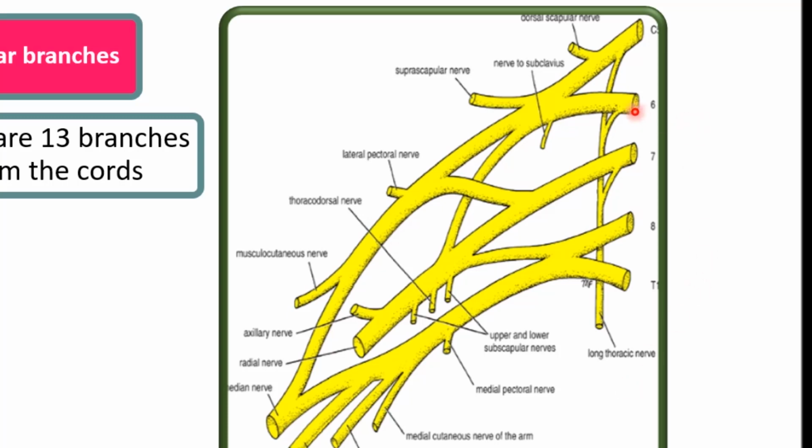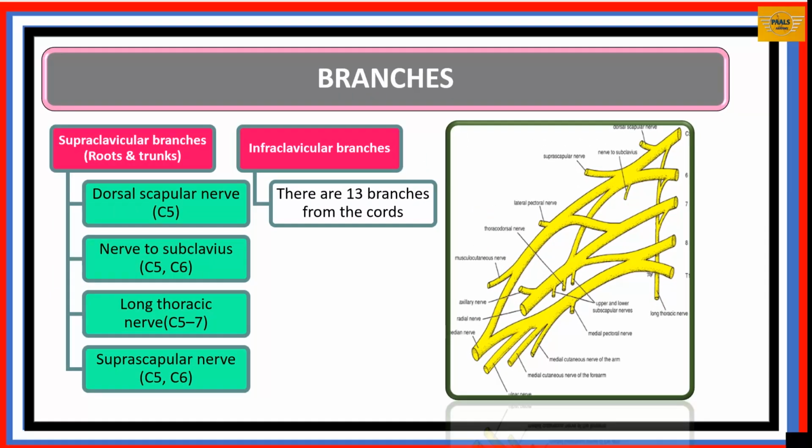Here we are seeing the dorsal scapular nerve, and here we are seeing the long thoracic nerve that's picking origins from C5, C6, and C7. That's the nerve here. That's the long thoracic nerve. Now here, between the C5 and C6 roots, we are seeing the nerve to subclavius. And finally here, we are seeing the suprascapular nerve. Now for the infraclavicular branches, we'll be having 13 of them. 3 branches from the lateral cord and 5 branches each from the posterior and medial cords.